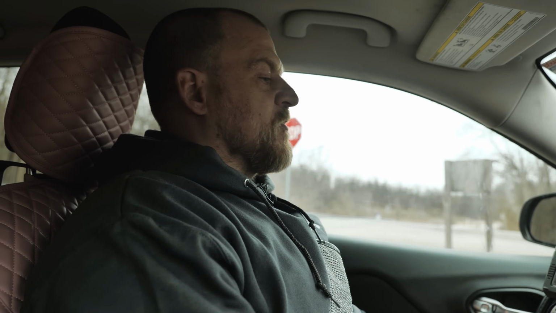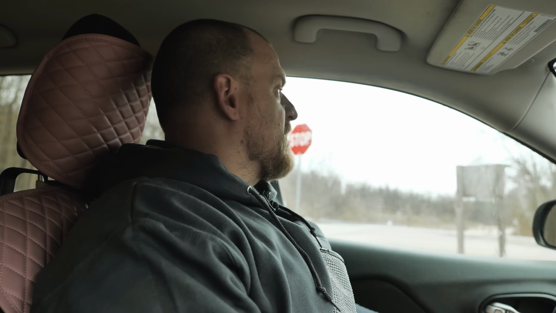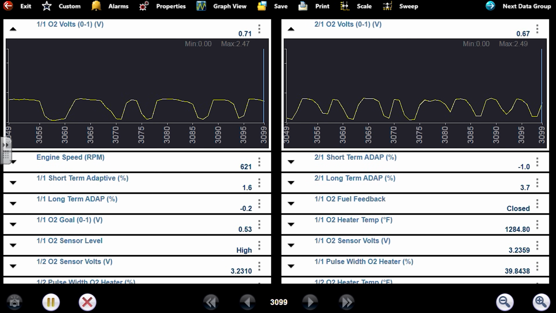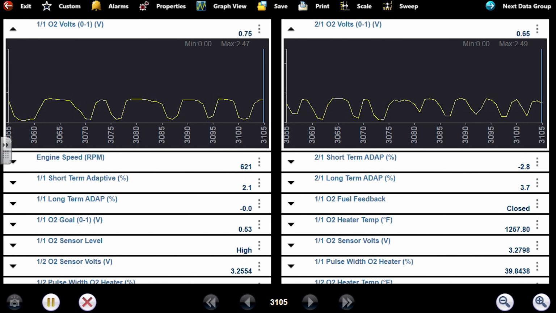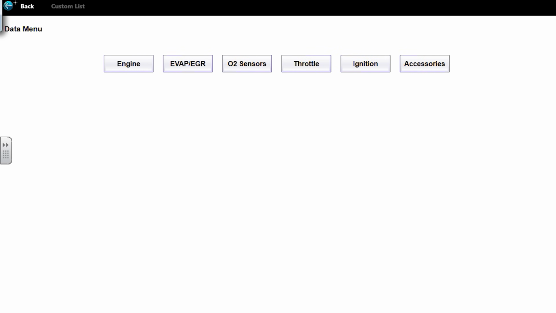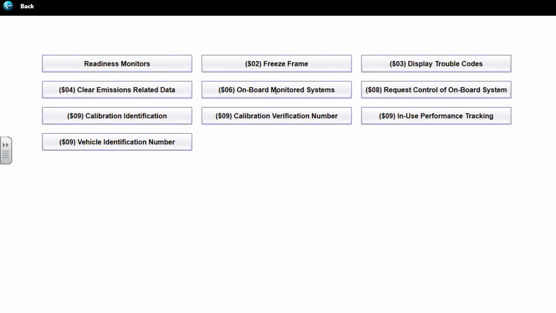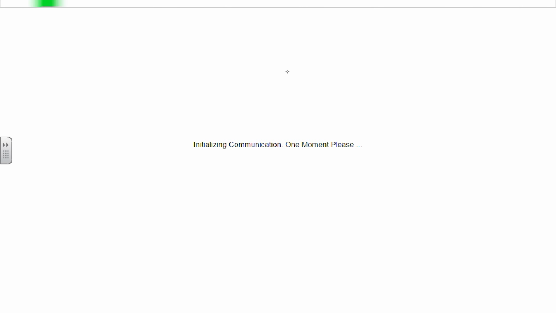I have some lectures on fuel trim. You guys need to watch them, understanding short term and long term fuel trim. But I paused here on our drive because I want to see what temperature the engine was on our freeze frame data. So exiting out of here, generic functions, freeze frame.